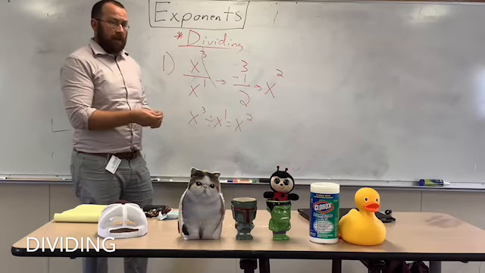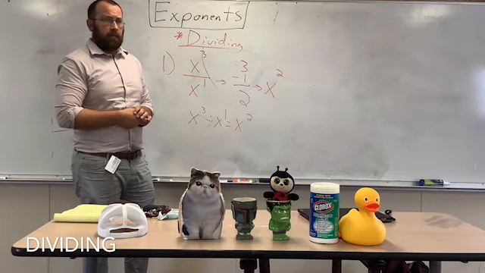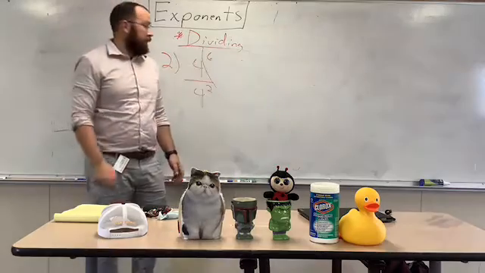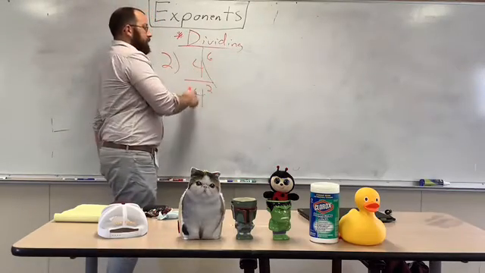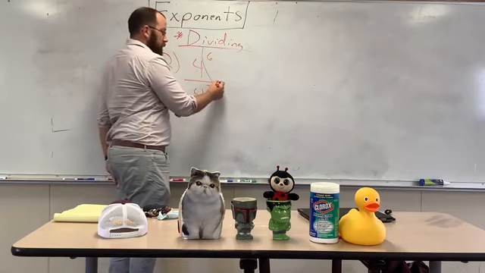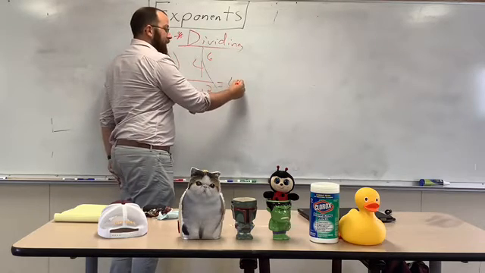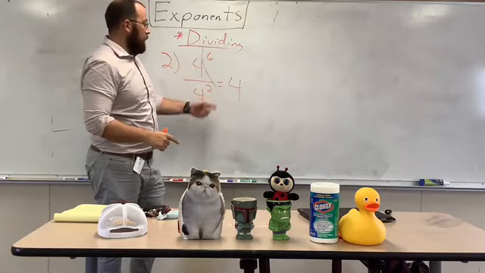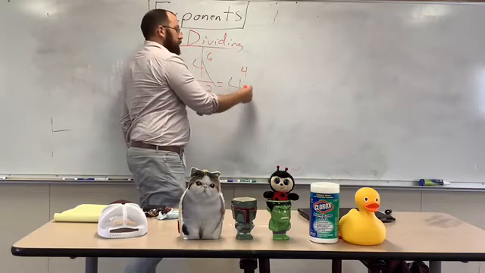I'm going to show you another example of that, and then we're going to show you 2 more examples of that, and then we're going to talk about negative exponents. Alright, here's our example 2. 4 to the 6 divided by 4 squared. Our bases stay the same, because we have 4, and then 6 divided by 2 is 4.